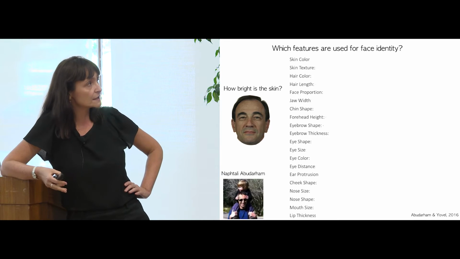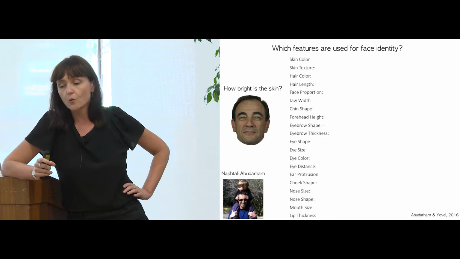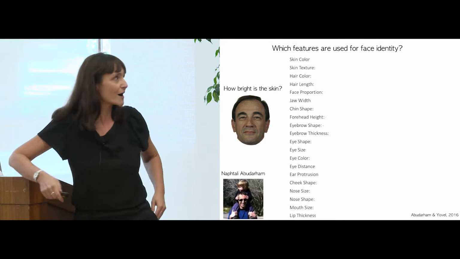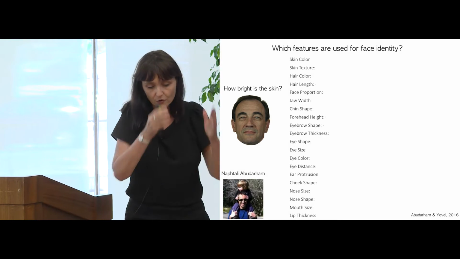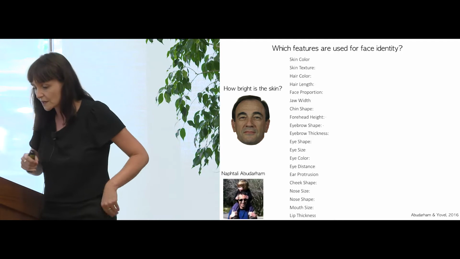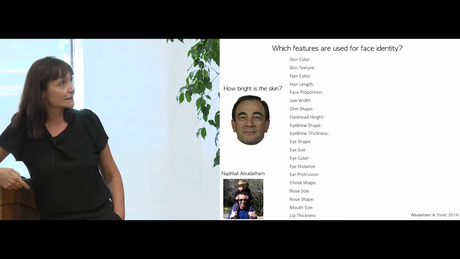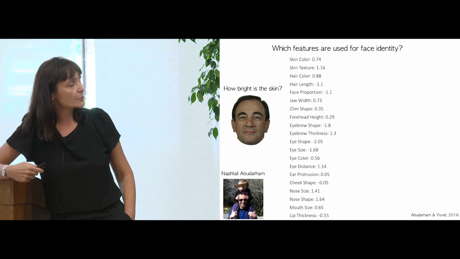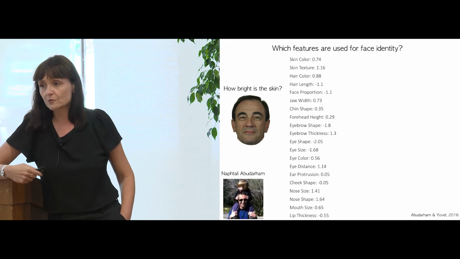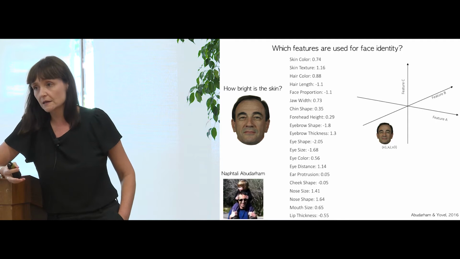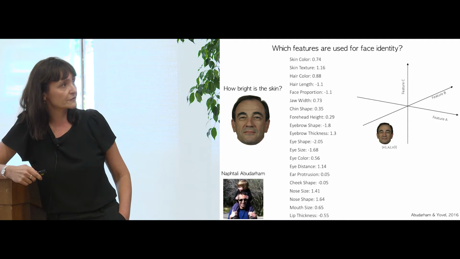So how bright is the skin? How wide are the lips? How narrow is the face? So for each of those 20 features, they have to rate those different faces, different features independently. So then we can come up with a list of values for each face. So we have a feature vector for each face of those 20 numbers. We also normalize them so we can compare between features. And now we can represent this face in a face space with 20 different dimensions.